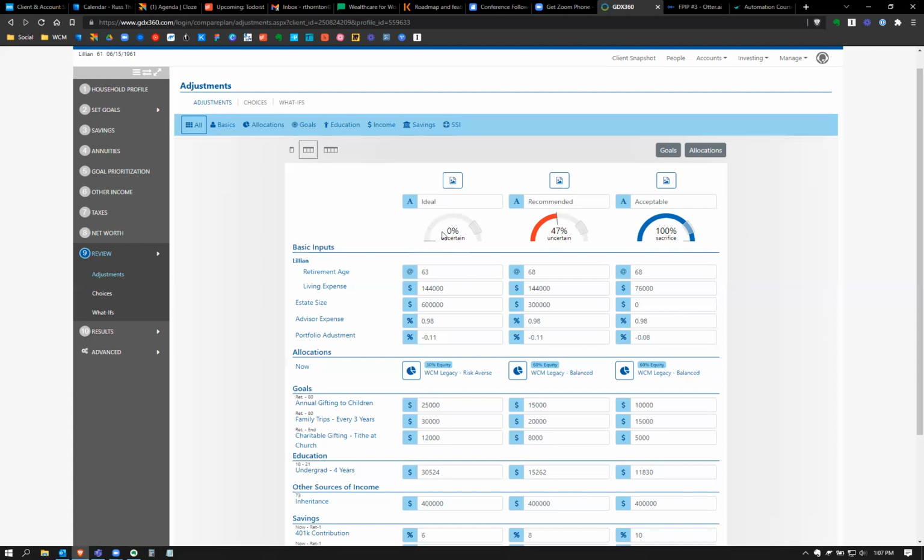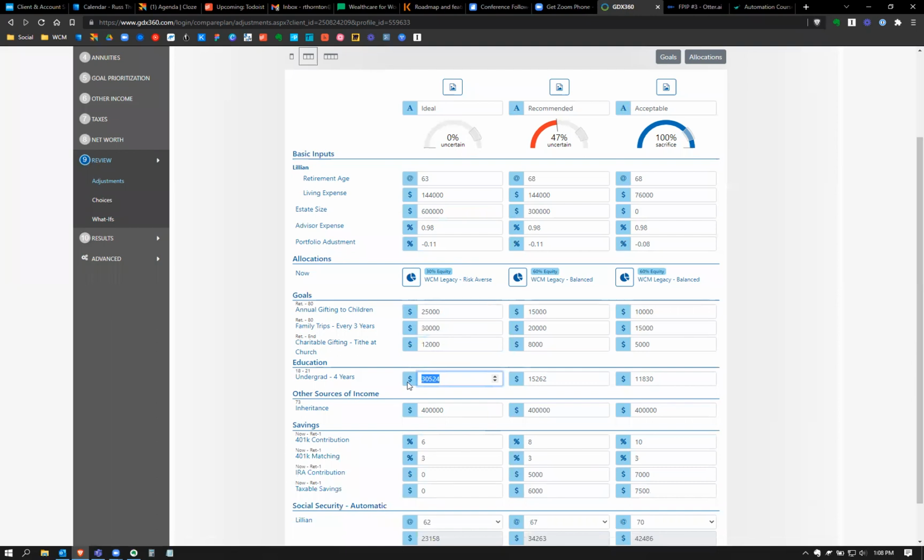So over here under ideal, we ran 1,000 simulations of Lillian retiring at 63, spending $144,000 a year, leaving $600,000 behind, using this relatively risk-averse portfolio strategy, which only has about 30% of her investments in diversified stocks, gifting to the kids, family trips, charitable giving, sending her granddaughter Lucy to 4 years of undergrad at Auburn, and so on and so forth.